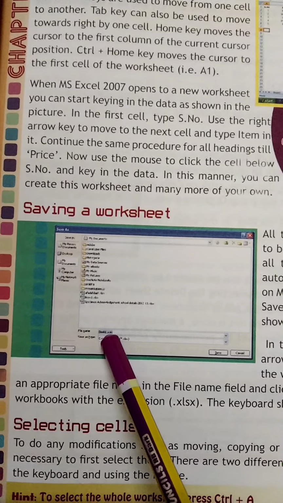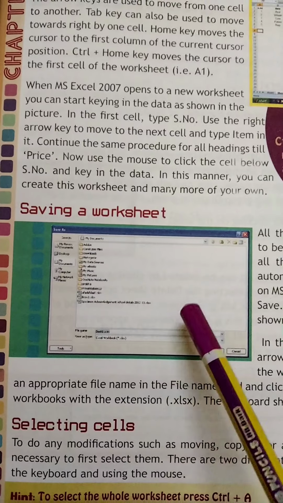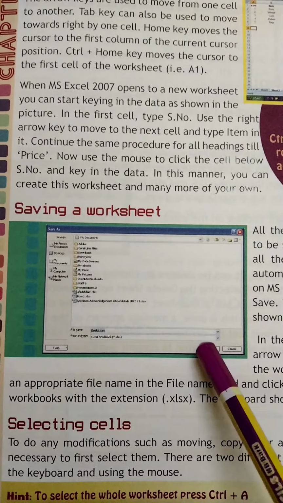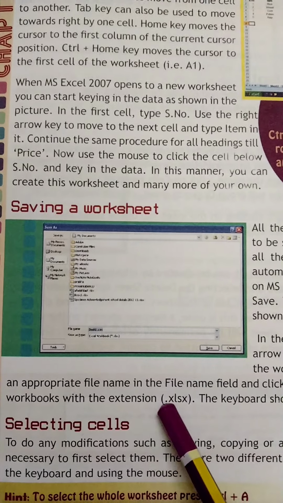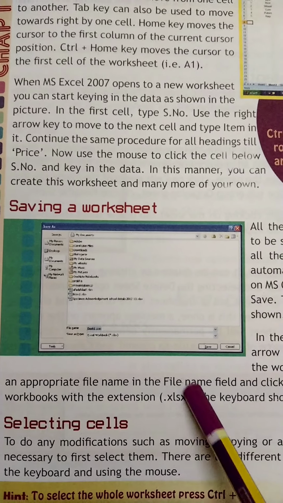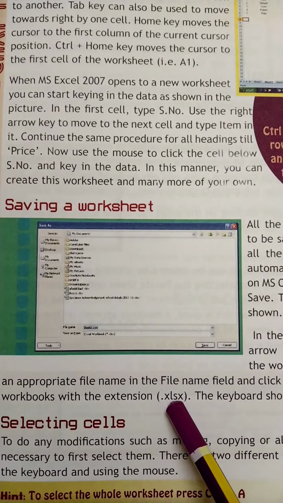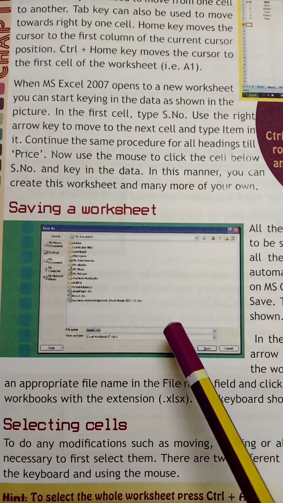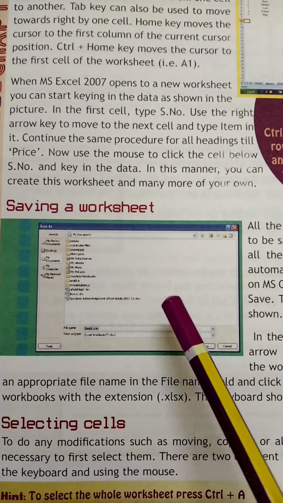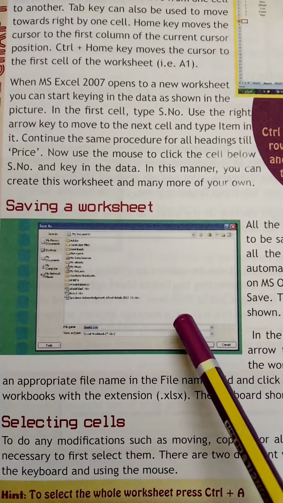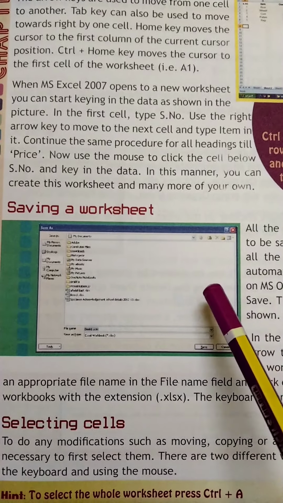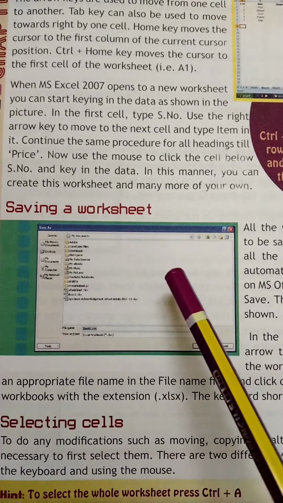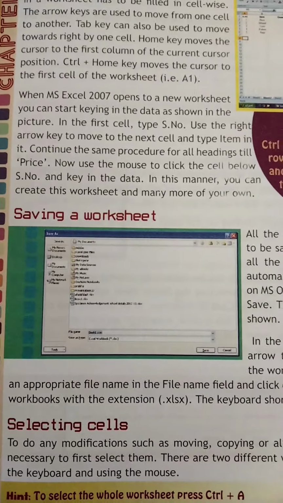Then click on the file name field. You have to type the file name here, then click on the Save button, and the Excel sheet will always be saved with the extension .xlsx. This is the extension for MS Excel, and there is a shortcut key for saving the worksheet, that is Control plus S. If you press Control plus S, it will be saved. If you save the workbook, all the worksheets will be saved automatically.